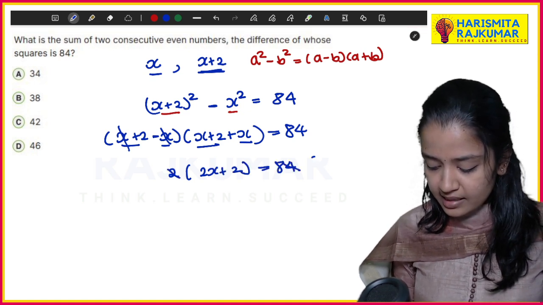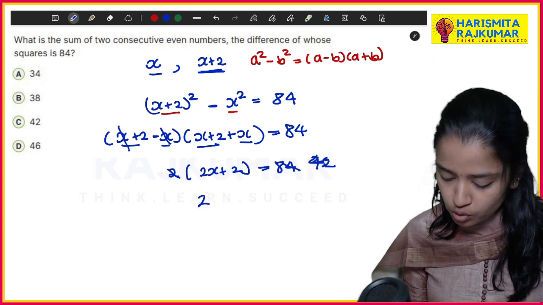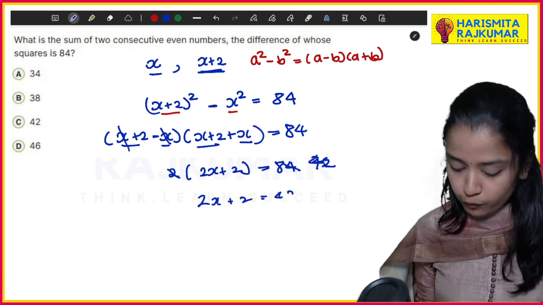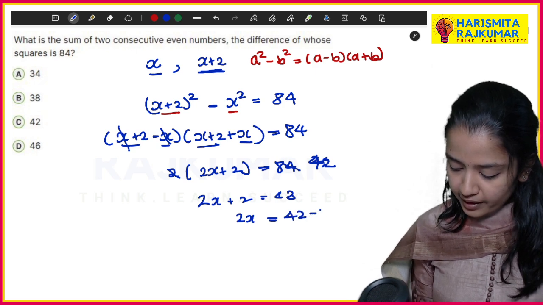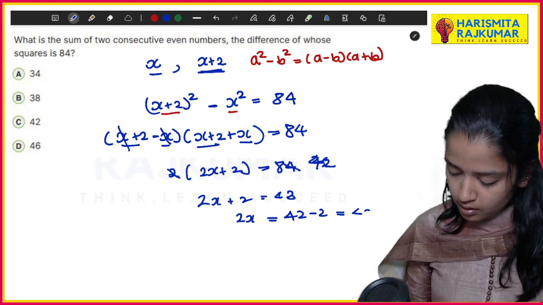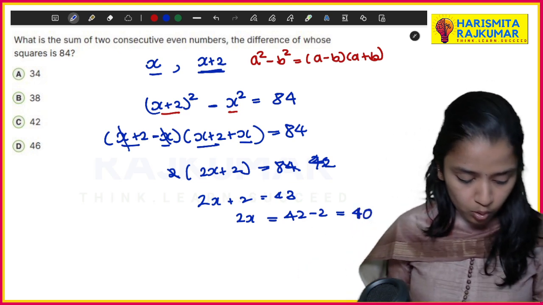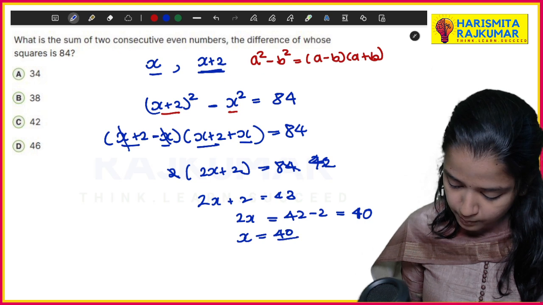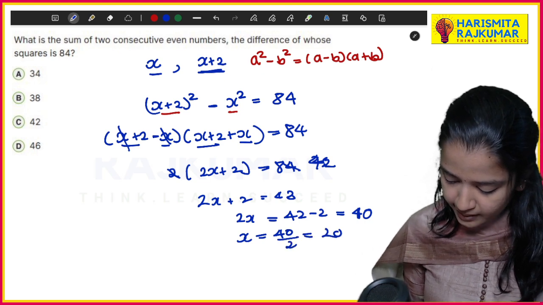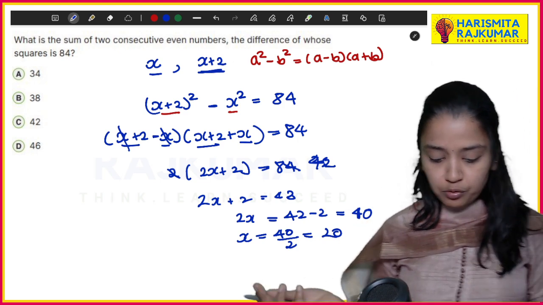When I cancel these, this will be 42. So 2x plus 2 is equal to 42, and 2x will be equal to 42 minus 2, which is 40. Then x will be 40 by 2, which is 20. So 20 is your x. If you do it quickly, you'll be able to answer.